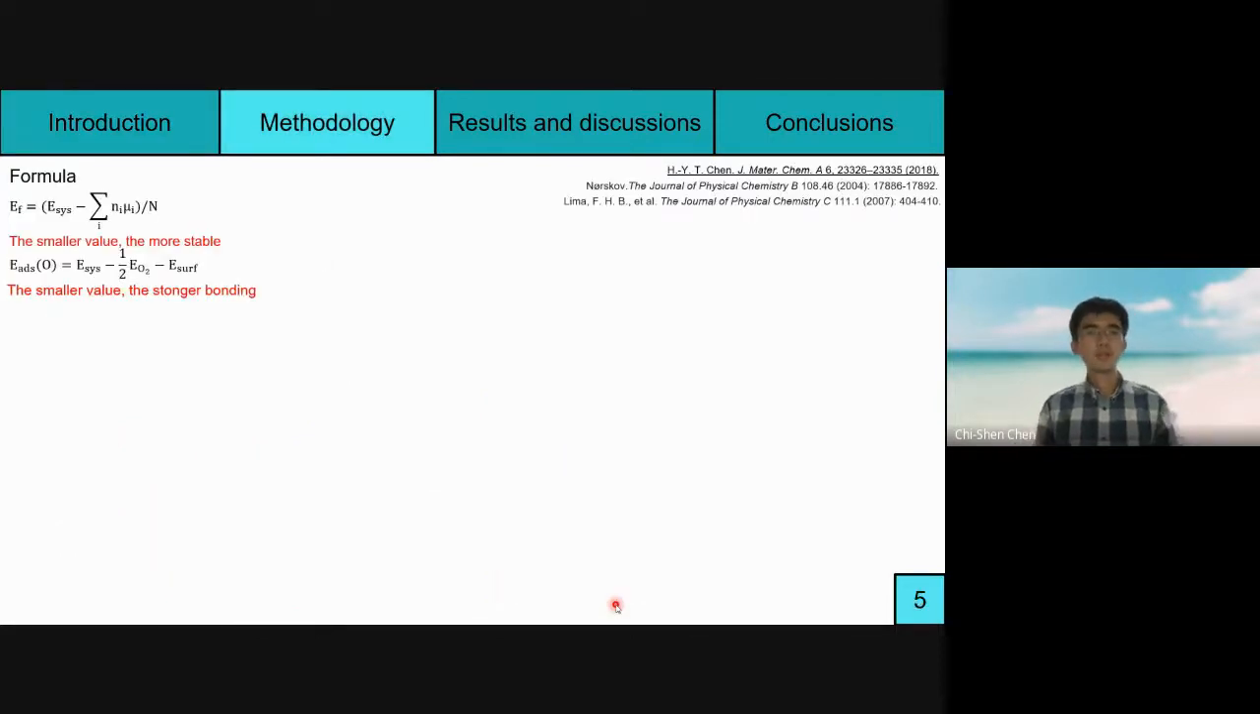Here's the methodology part. In a simulation, we build many models, and we need to use the formation energy formula to check which models are more stable. The smaller value means that the models are more stable. And we also use this formula to calculate the adsorption energy of oxygen atom. The smaller value means the stronger bonding between the oxygen atom and our catalysts.